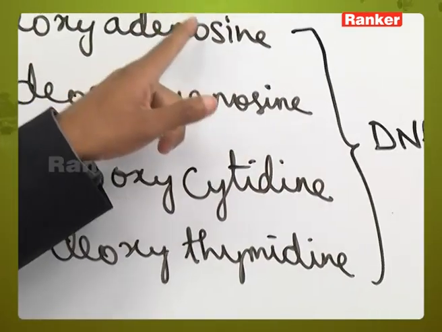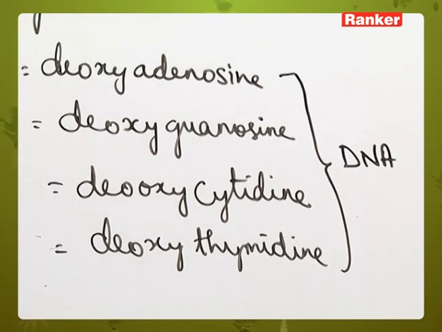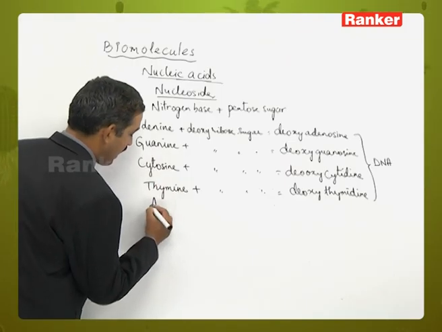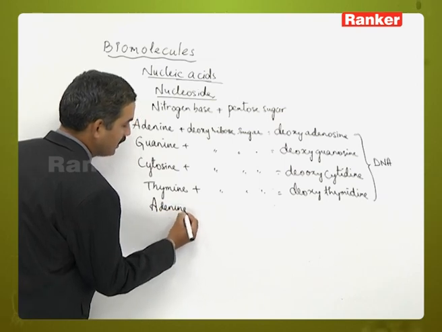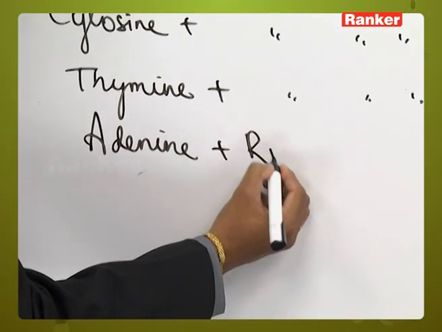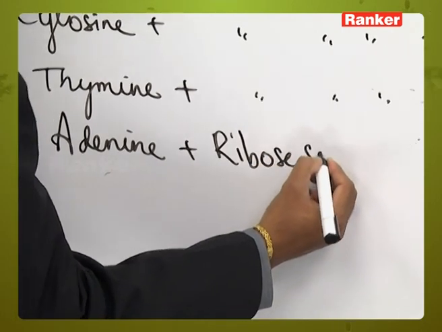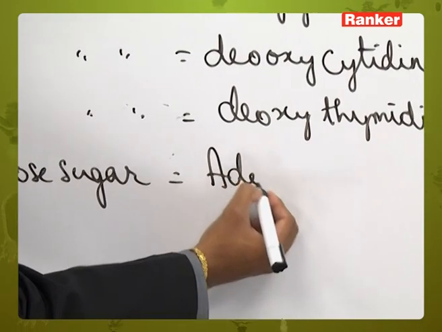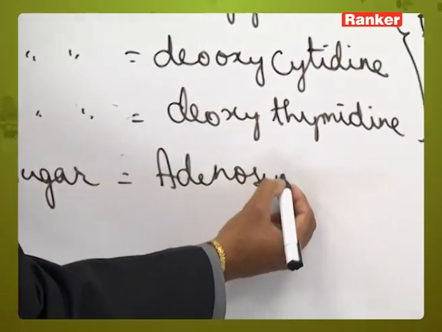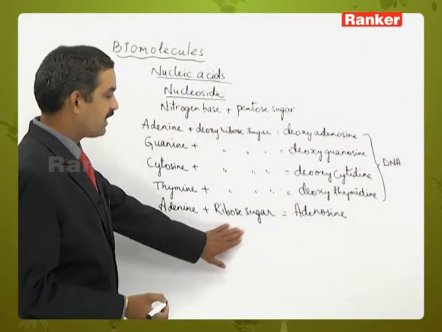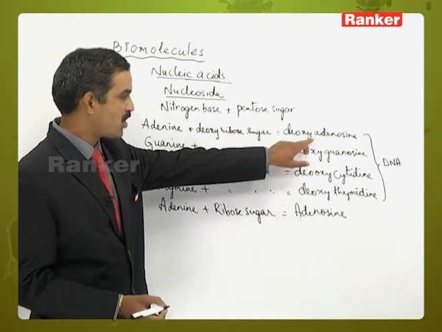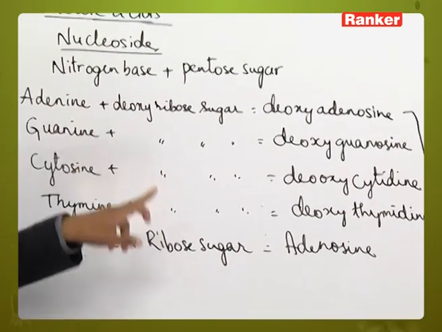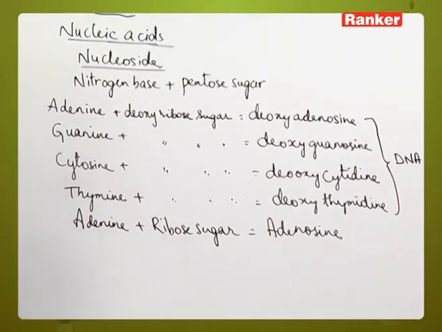Deoxythymidine. These are the 4 types of nucleosides which are present in DNA molecule. Next one, adenine plus ribose sugar is called adenosine. So here there is a difference between adenosine and deoxyadenosine. In deoxyadenosine, deoxyribose sugar is present, whereas in adenosine the ribose sugar is present.